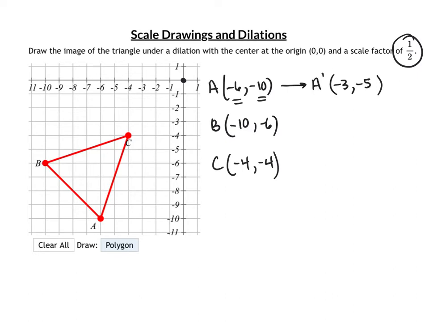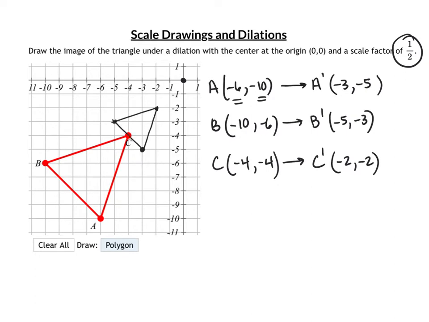B will go to B prime. Multiply by half. You get -5, -3. And C will go to C prime, the new location for C, multiply by half, -2, -2. Plot those 3 points, connect them, and you're done.